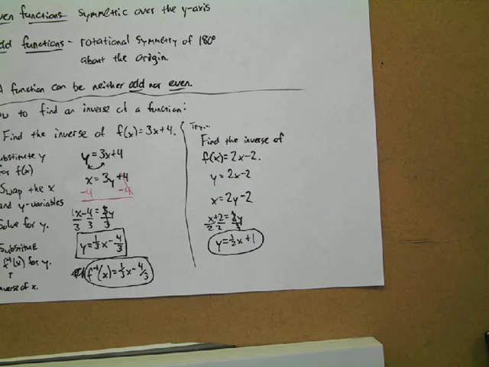Exactly, and then plot those points over here, so you can see the reflection over the line y equals x. So why do you think that Caleb is crashing into you?